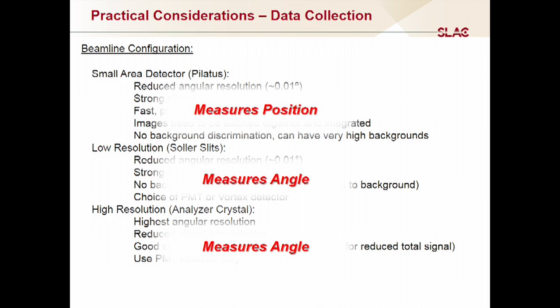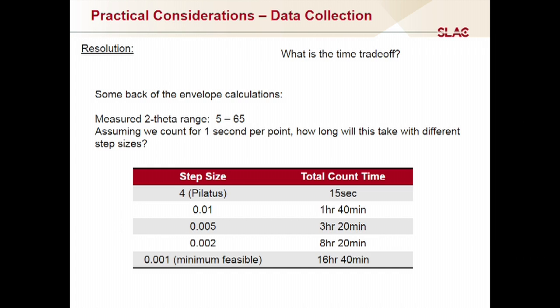If you're using solar slits or an analyzer crystal, you're actually measuring angle. You're measuring the true angle at which something is scattered into your detector, not simply position. It seems like a subtle difference, but it's actually quite important. So again, some practical considerations about data collection.